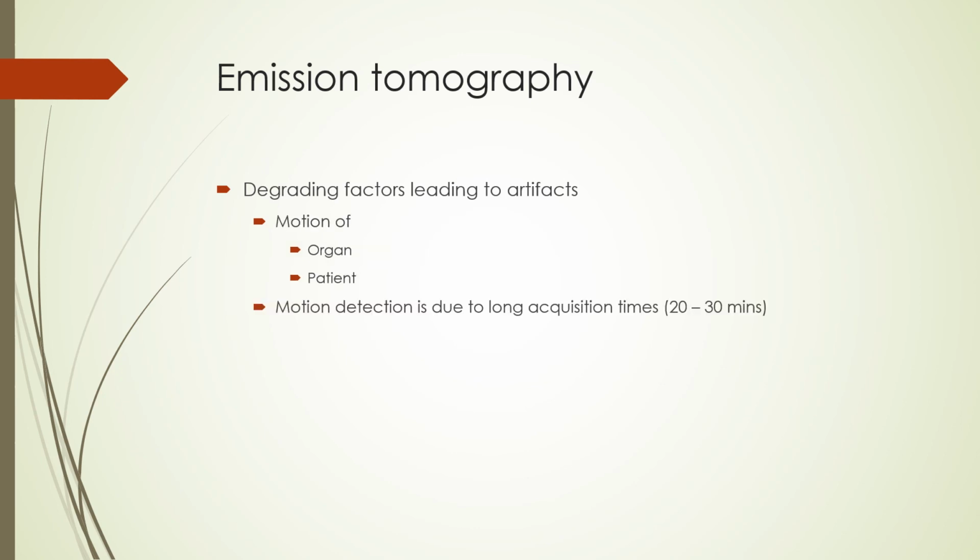Motion artifacts in emission tomography arise because of patient or organ motion. Patient or organ motion can be registered because of the long acquisition times used in imaging. Acquisition times can go from 20 to 30 minutes or longer depending on the study. There are methods to correct for body motion and for organ motion that involve using fiducial markers for body motion or positioning for organ motion. We shall learn more on this in the SPECT lecture.